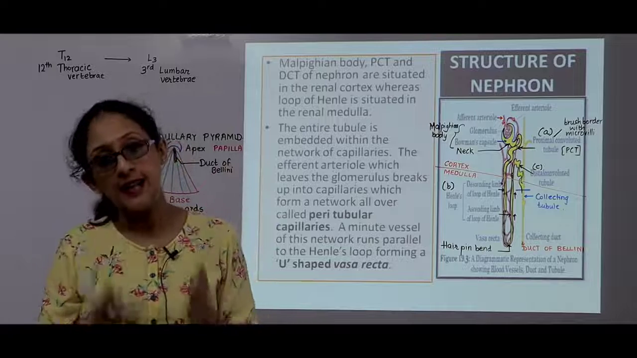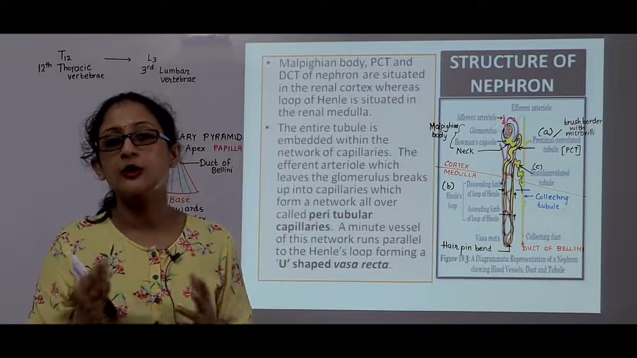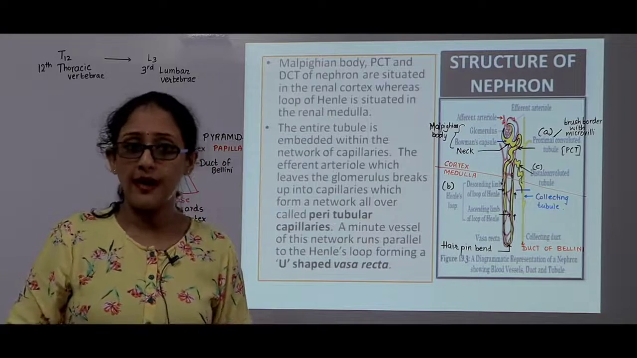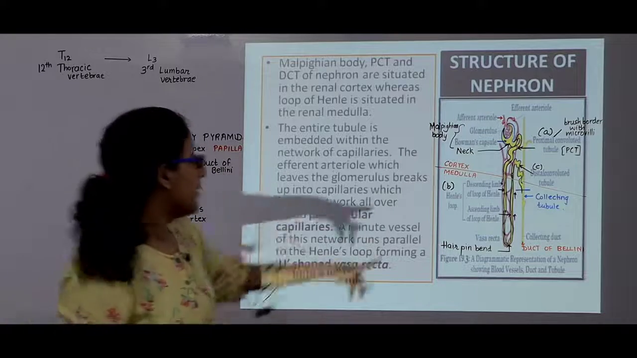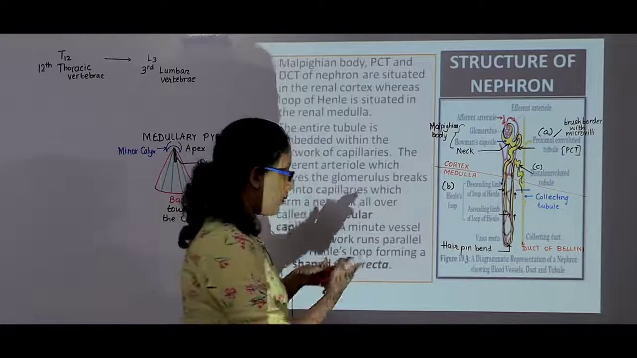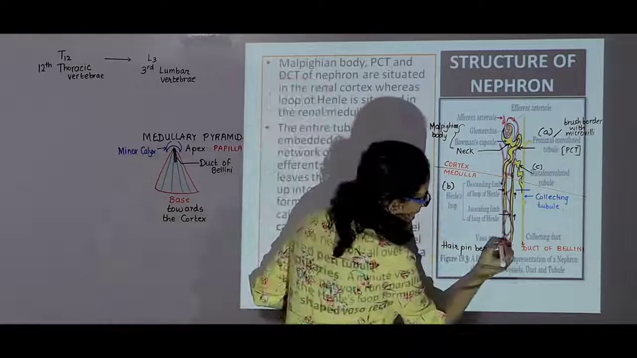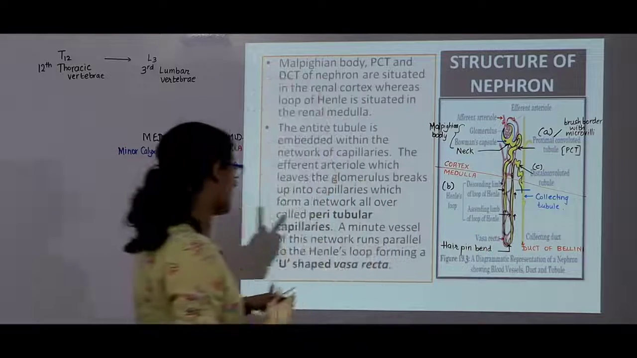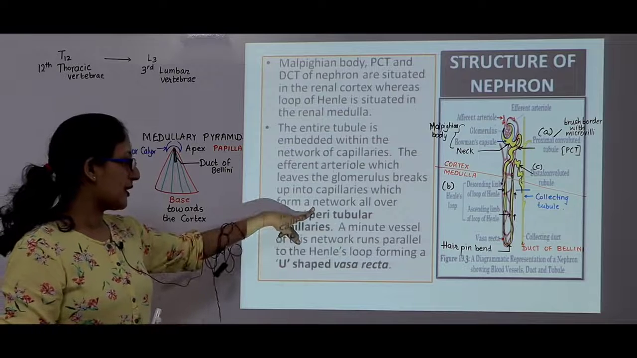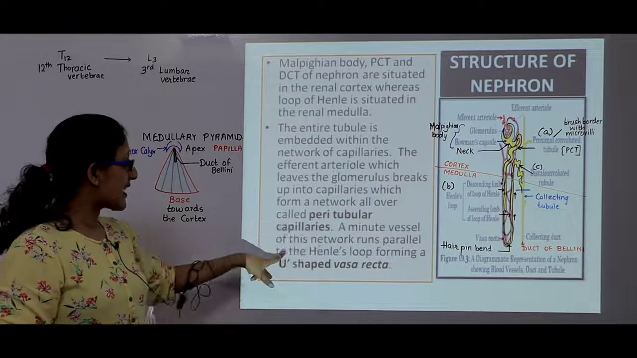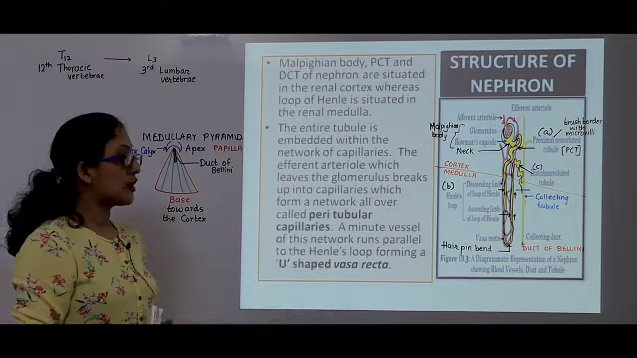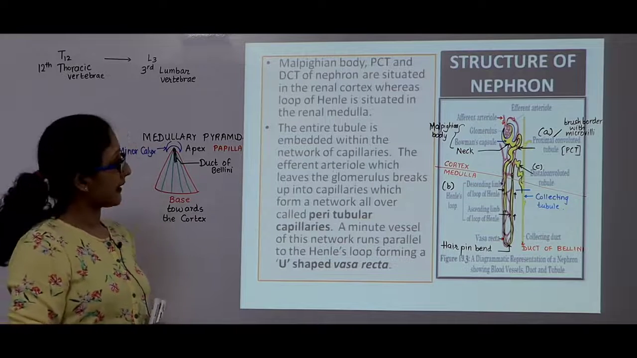They form a network around the renal tubule. A portion of the peritubular capillaries which is around the Henle's loop is called vasa recta. What is it called? Vasa recta. So, a minute blood vessel of peritubular capillaries which runs parallel to the Henle's loop forms a U-shaped structure called the vasa recta.